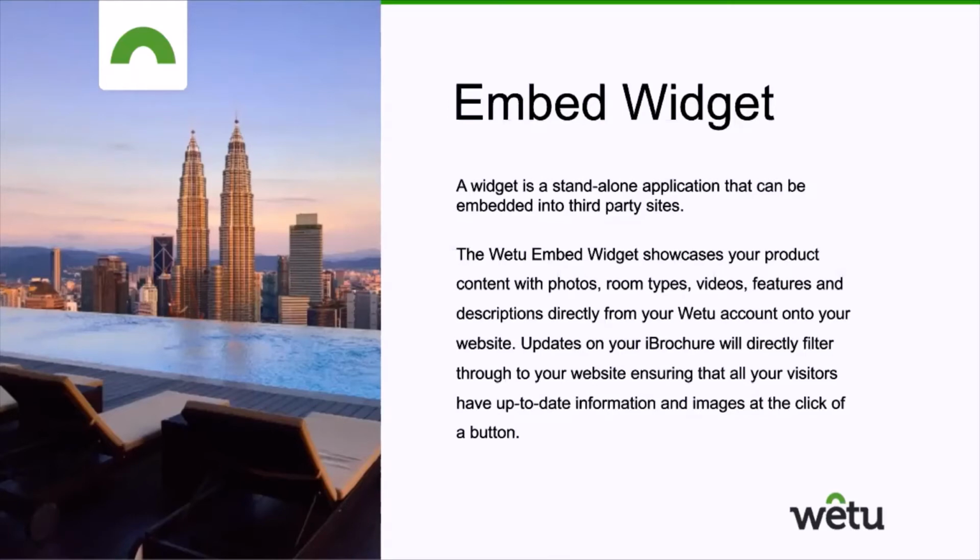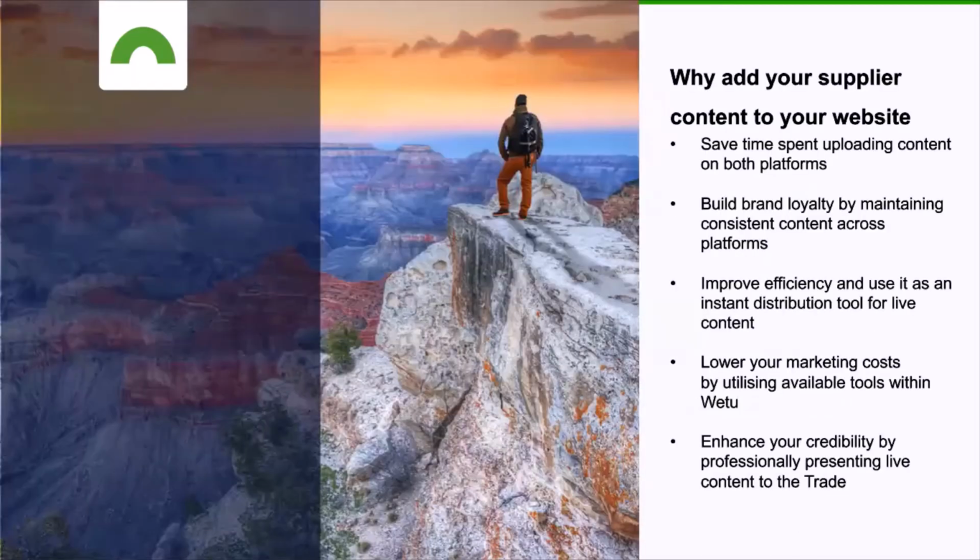Updates that you make directly on your iBrochure will directly filter through to the website once changes have been made, so that all the information on your website can be up to date at the click of a button. Why add your supplier content to your website?